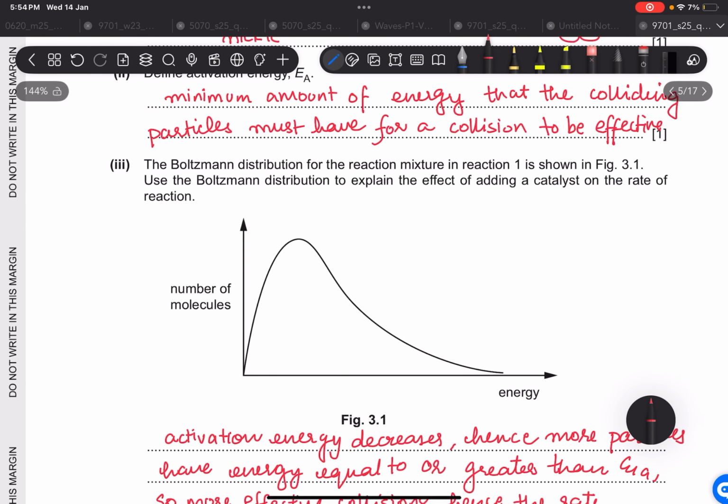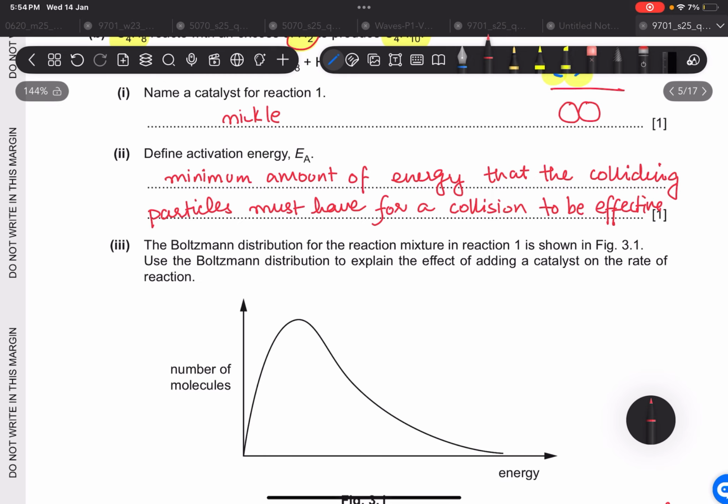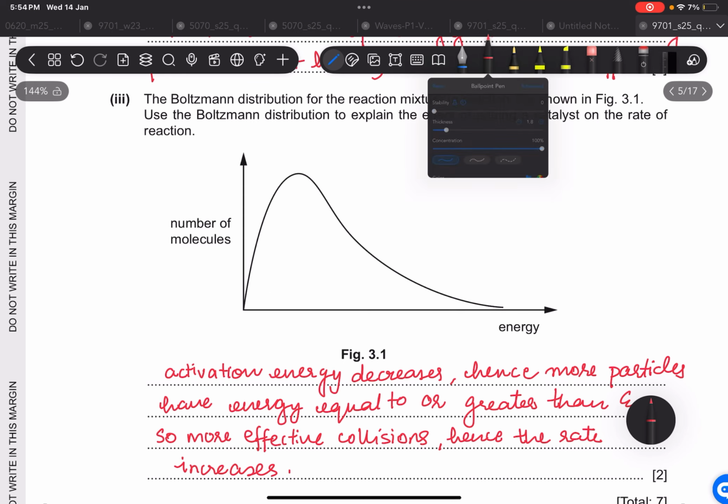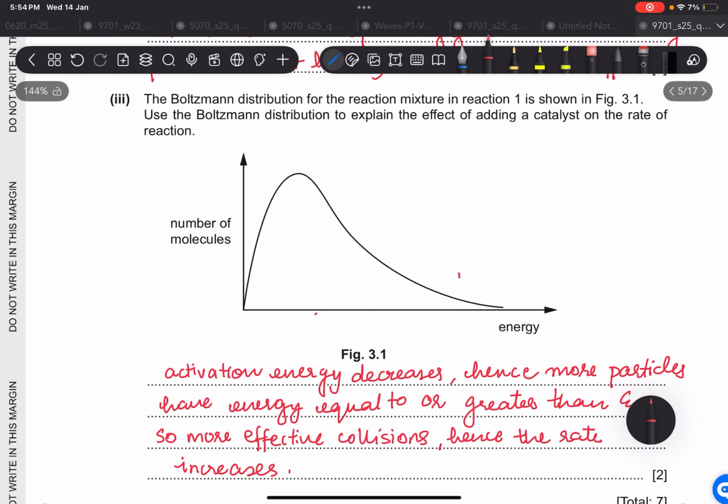And if we need to describe it in terms of the Boltzmann curve, because they've drawn the Boltzmann curve for us, we need to analyze what's going to happen to the curve. Since the activation energy, initially I say it was this, but now it moved backwards to here. What happened is that the area under the Boltzmann curve of the particles that have energy equal to or greater than the activation energy increases.